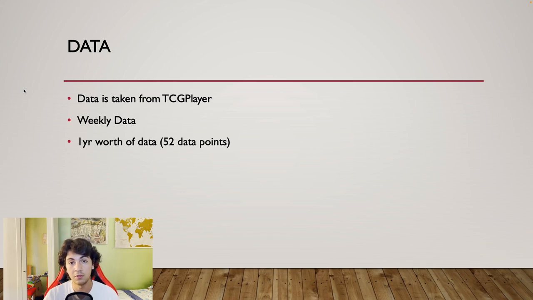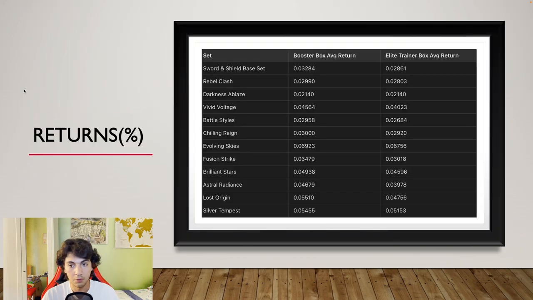So we have 52 data points, and as you can see, they're going to be for all Sword and Shield sets, both booster boxes and ETB. So for every item, let's say a Lost Origin ETB, you have 52 data points. Sale prices weekly for a year taken from TCGPlayer. Hope that's clear.